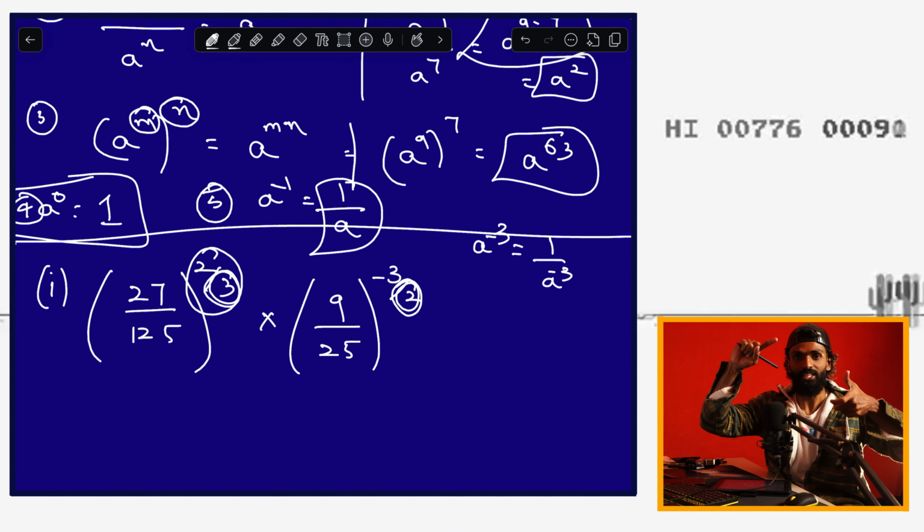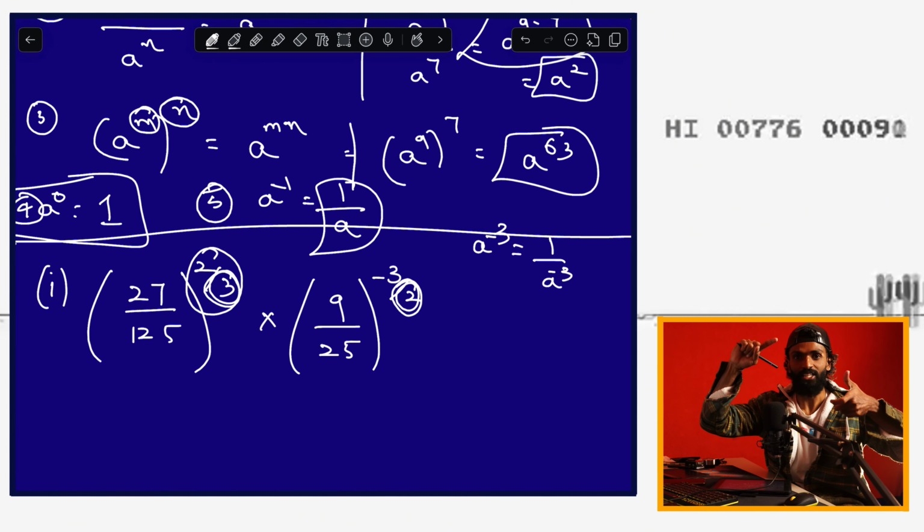I am not comfortable with that. In order to make the power positive, what do I have to do? I'll have to flip the base. So in order to make the power positive, 25 by 9 becomes 3 by 2 without the minus. So if you see, I am not flipping the 3 by 2. I'm keeping the power as it is. I'm flipping only the base. Once the base flips, the sign changes.